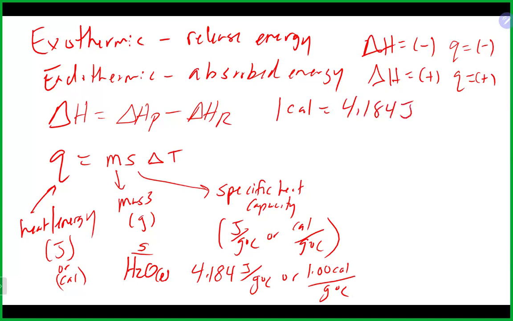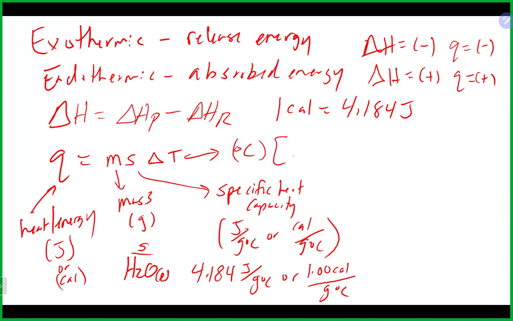Now, the other one here is our change in temperature, and this should be in degrees Celsius. It's one of the few things in chemistry that is left in degrees Celsius, because typically our specific heat capacities are in degrees Celsius, so you actually don't convert to Kelvin.